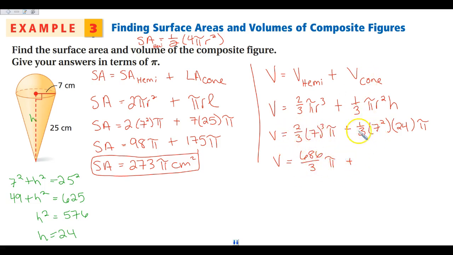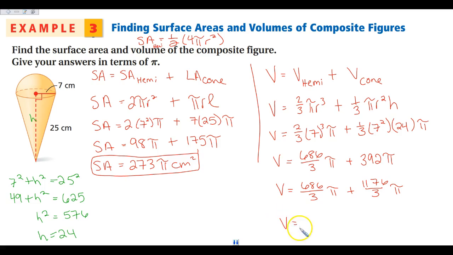Because if this isn't divisible by 3, chances are you're going to be over 3. All right. And with this one, it's going to be 392 pi. So what I want to do is convert this to thirds, so that way I can add these together. So this is that 686 over 3 pi. Now, I'm going to take that 392 and multiply it by 3. So this is 1176 over 3 pi. So when you divide this out, you get back to that 392.